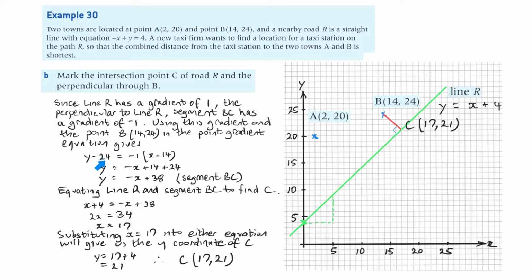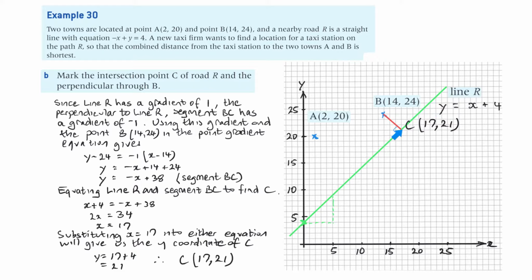So we use y minus y1 equals m times x minus x1. And we get that the BC line is minus x plus 38. So there's a slope of minus 1, and if you continue that line all the way up, it would cut the y-axis at 38. Now, how do we find C? Well, it's the intersection of this line and that line.